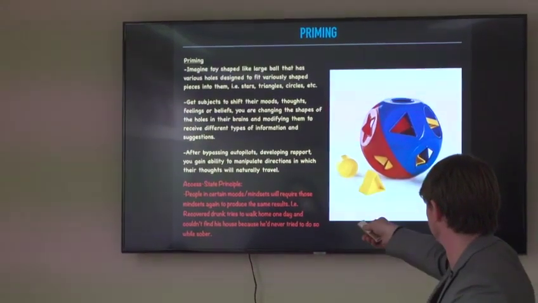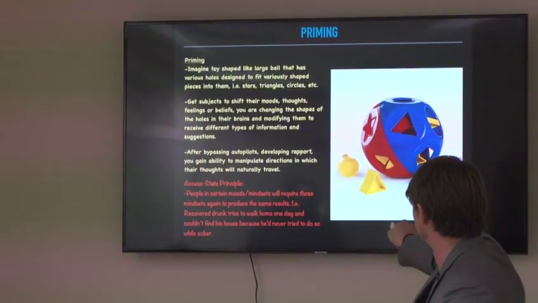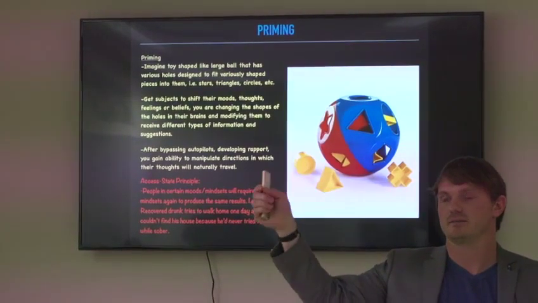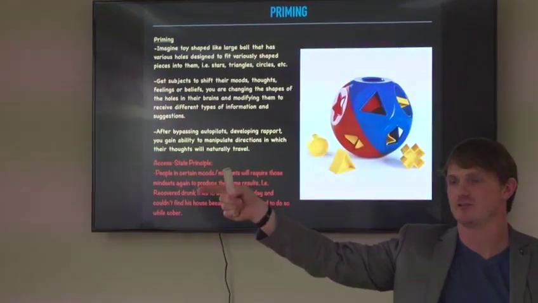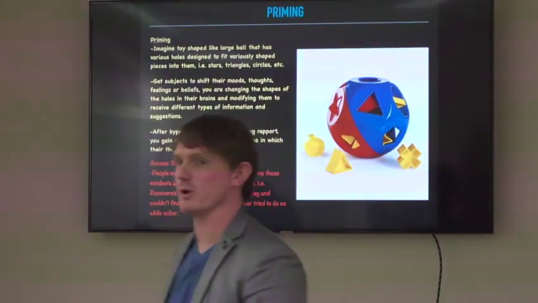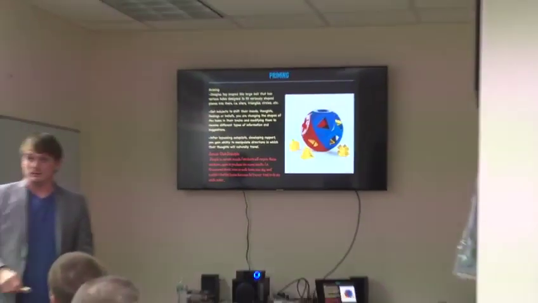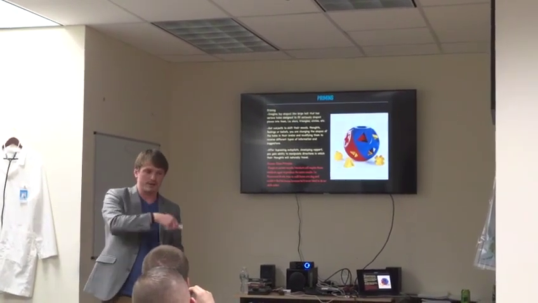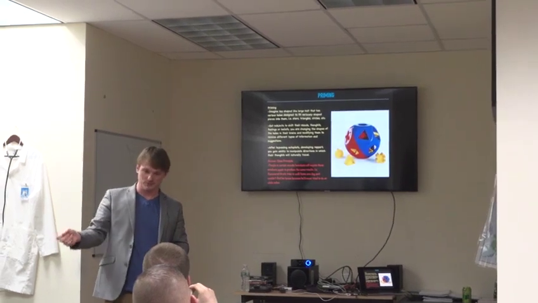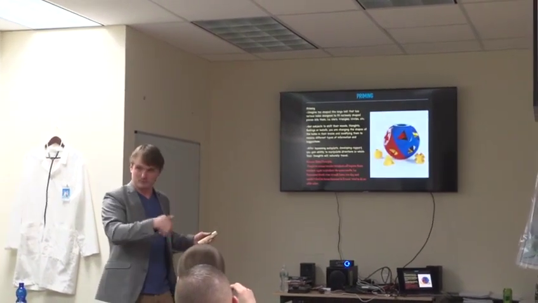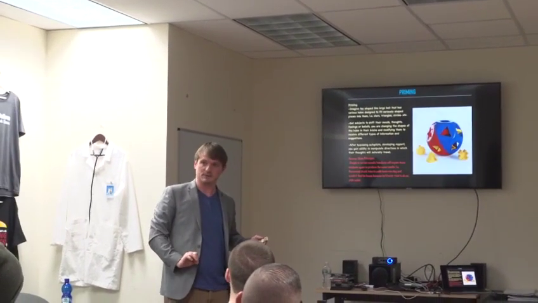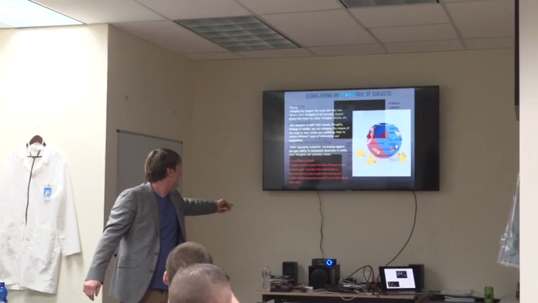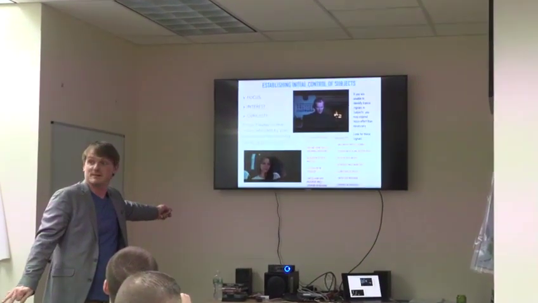You need their focus. Access state principle. People in certain moods and mindsets will require those mindsets again to produce the same results. Give me an example of a target. We sent someone into the field to engage a target who had already given us content, but we just wanted more content. Didn't you do that with Scott? Sure, yeah. And there were certain pathways to getting content. So I went back, I left breadcrumbs in the form of videotape. I was able to see how I got him to open up about that. So you got to know the pathways to them opening up, and that's their access state principle. Now establishing control. Now we get into techniques.